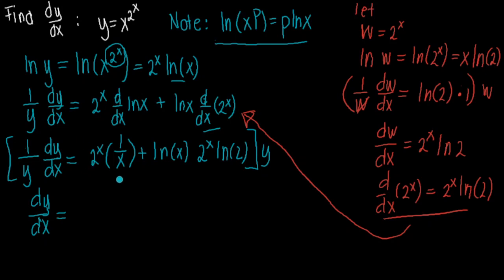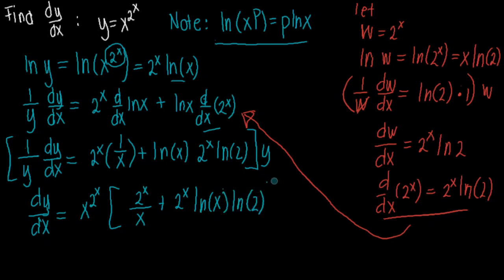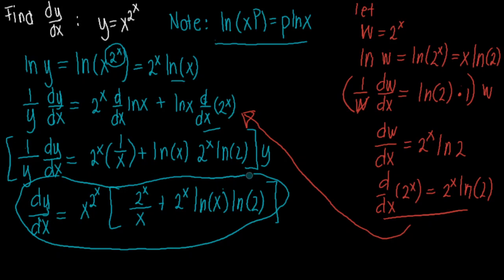the function y. Let's substitute our y, x to the 2 to the x, times this whole expression here inside our bracket: 2 to the x over x, this is from here, plus 2 to the x ln of x times ln of 2. Now, this is our final answer. And that's all.